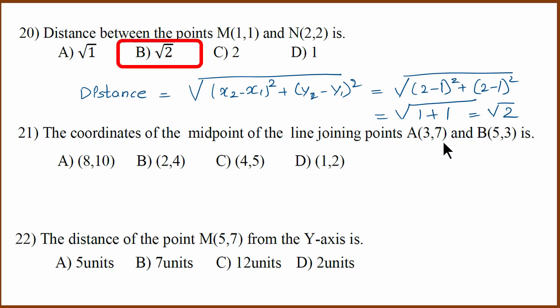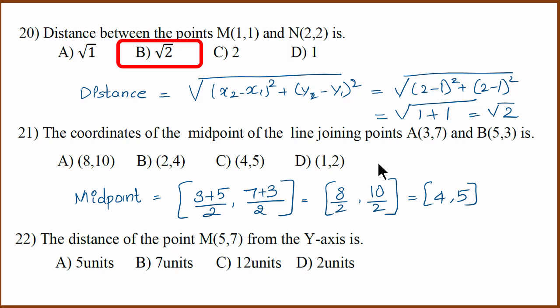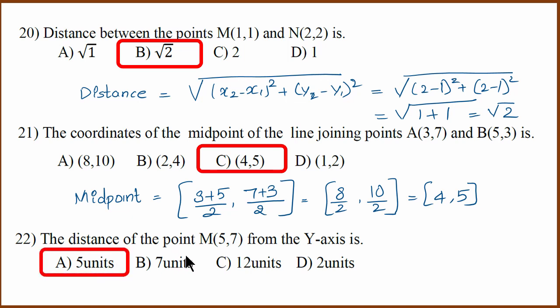Next one is a midpoint question. So midpoint, you have to add the x coordinate and you have to add the y coordinate and divide by 2. If you do that, you'll get the answer 4 divided by 5. C, answer. Distance of a point from y-axis is x coordinate, which is A. X coordinate 5, right? This will be the answer.